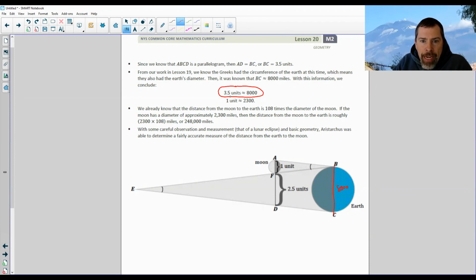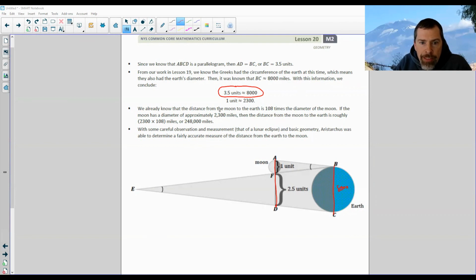Okay, so then we have this equal to that. So 3.5 units is 8,000 miles. So what they did here was they took 8,000 divided by 3.5, and it comes out to be 2,285, and they rounded to 2,300, therefore the approximation.